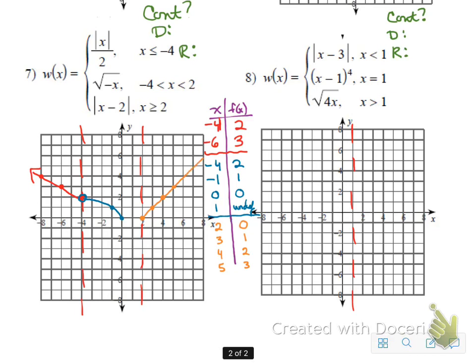So there we go. That's our function. Now, is it continuous? No, we had to pick up our pen between the square root of negative x and the absolute value. It's a no.